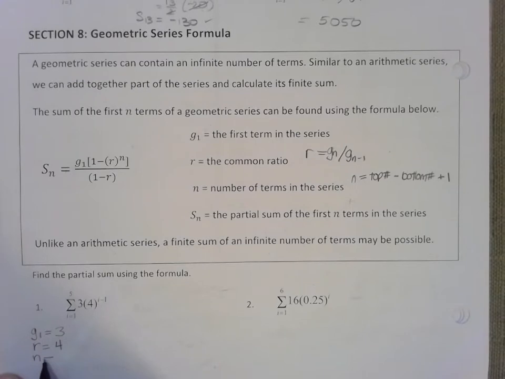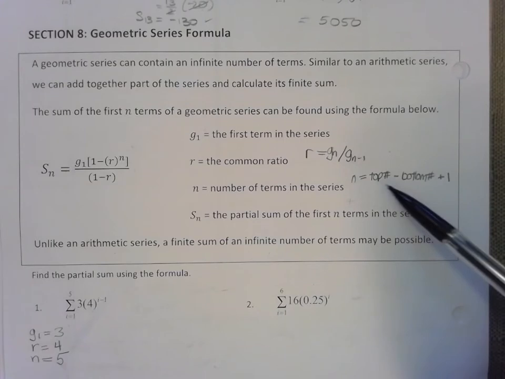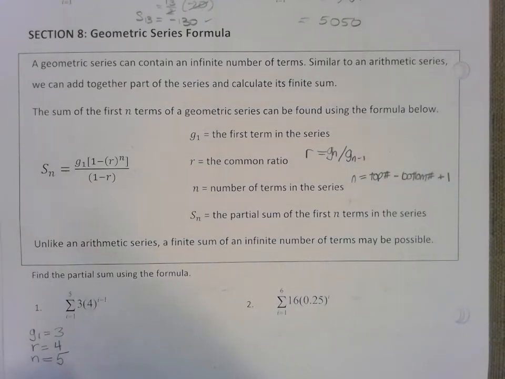The last variable we need is the value of n. How many terms are we adding together? If we're adding the first to the 5th term, that is the 1st, 2nd, 3rd, 4th, 5th. Yes, that is 5 terms. Again, we told you to take the top number minus the bottom number and add 1 back to it. That gives you our value for how many terms we're adding together.